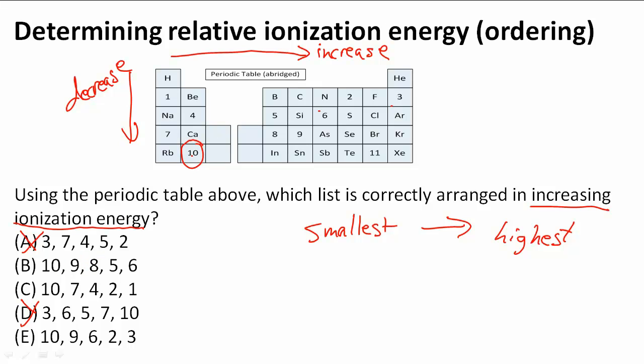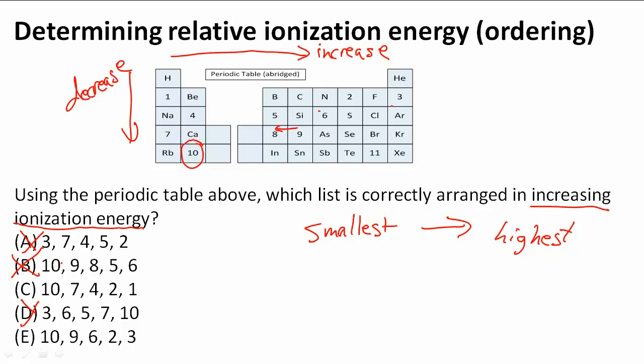We go from 10, then we go to 9, which makes sense because when you go up, it increases. So we're increasing now. We're trying to get it in increasing order. So 9. But when I go from 9 to 8, it actually decreases. So 8 should come before 9, but it doesn't in this. So B is out of the running as well.